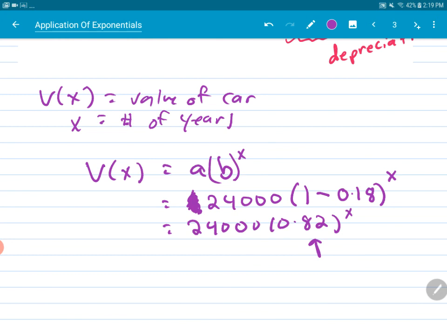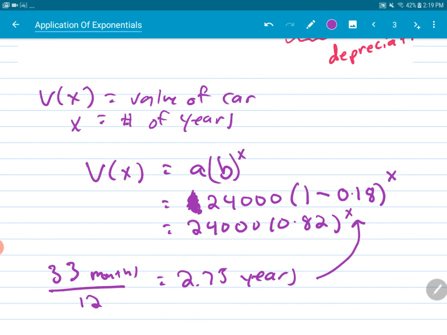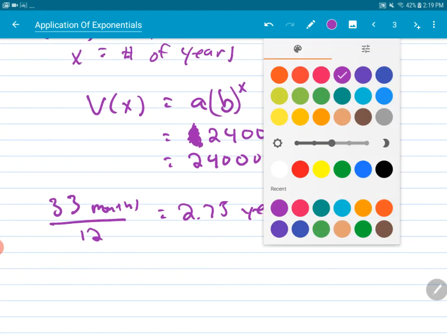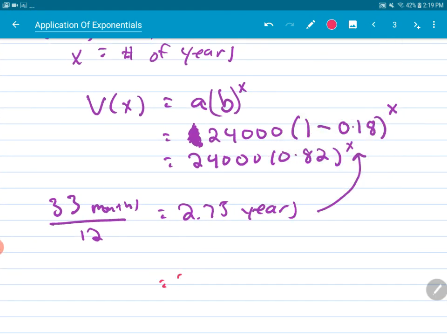So we want to know the value after 33 months. So we said our x is in years, so we need to find out 33 months divided by 12 is going to give us our years, which is 2.75 years. And that's what we want to put in there. So if we keep going here, we will have 24,000 times 0.82 to the power of 2.75.